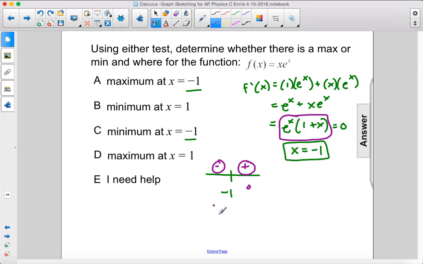So this looks something like this: negative slope and then positive slope. So that gives us a minimum. So the answer is C.